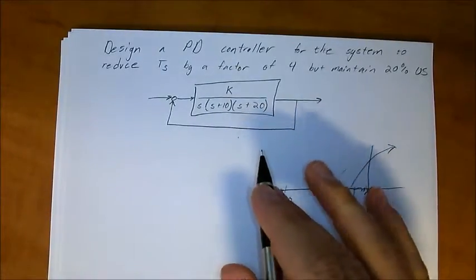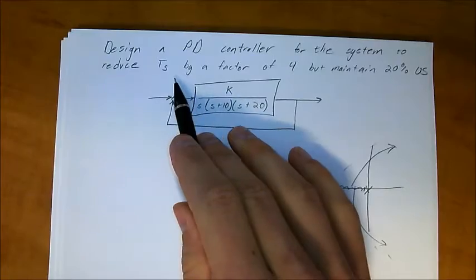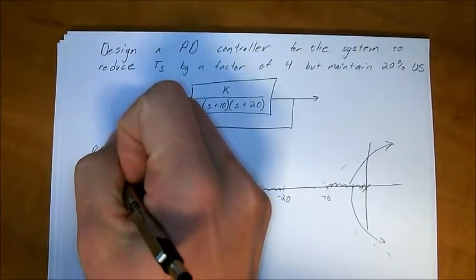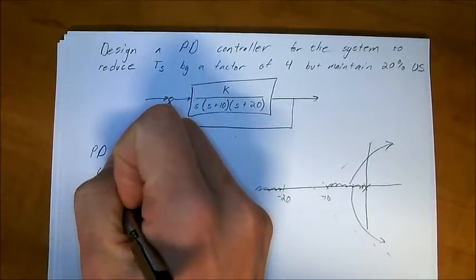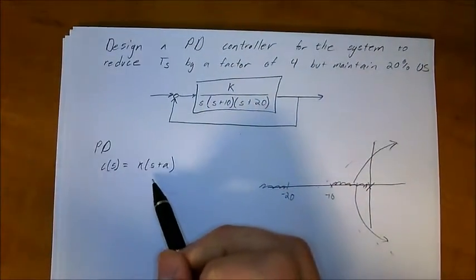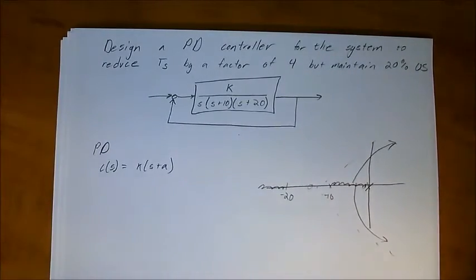But we need to add in a controller in order to change its settling time by a factor of 4. So a PD controller is of the form C(s) = K(s + a). A PD controller gives us another zero to add somewhere on this line. So say we add the zero right there.